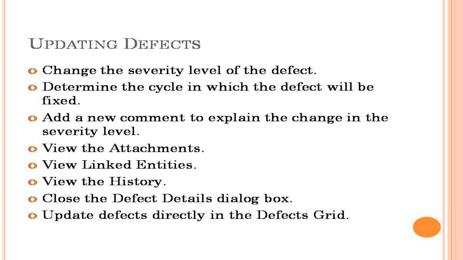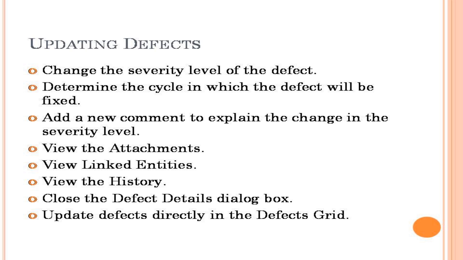3. Change the severity level of the defect. In the Severity box, select 5 Urgent. 4. Determine the cycle in which the defect will be fixed. Quality Center Starter Edition: if you are using Quality Center Starter Edition, proceed to Step 5.